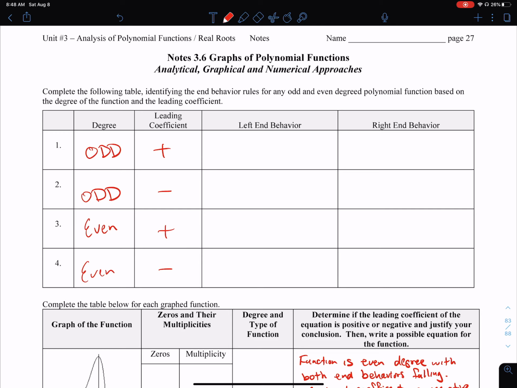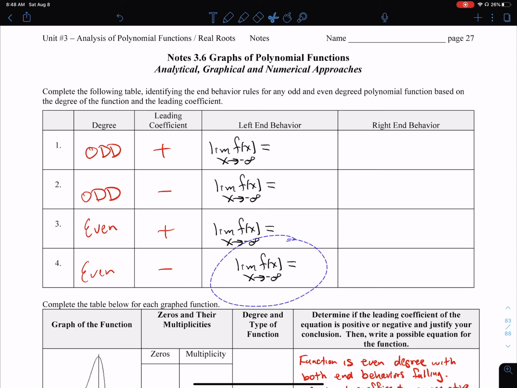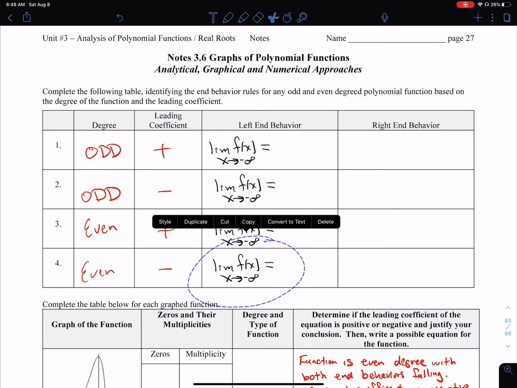Now the left end behavior, I just want to remind you, it's asking this question: what's the limit of the function as x approaches negative infinity? Now it's the same question that we're asking for each of these scenarios. As we go left forever, what's happening to y? Is it going up? Is it going down?